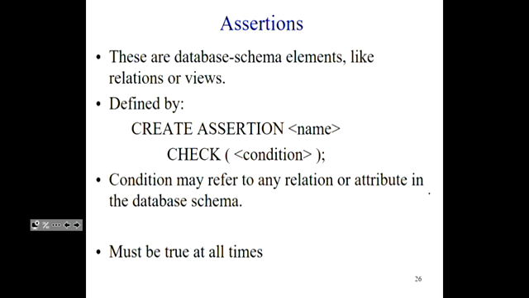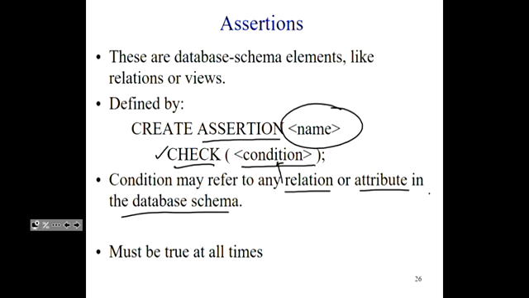Beyond checks or constraints that are listed along with one relation, you could also have checks or constraints listed across multiple relations. And the way to do that is via assertions. You say create assertion name, check, and then, in parentheses, a condition. The common thing here is this keyword check, which is common between tuple-based, attribute-based, as well as more general assertion-based constraints. These conditions can refer to any relation or attribute in the database schema. And this assertion or condition must be true at all times.